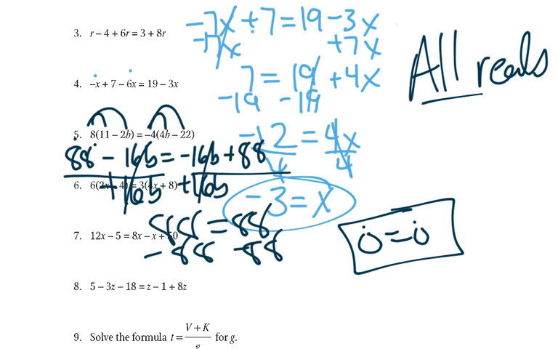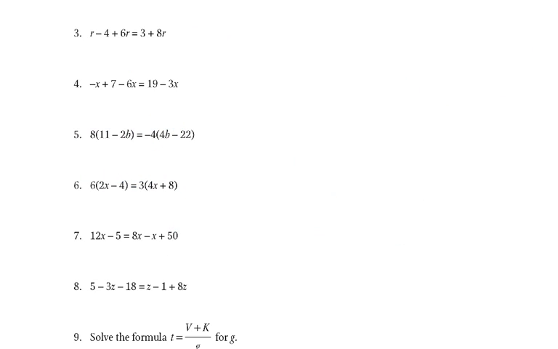Okay, all reals means every single number. It doesn't matter what value of b I plug in, because I'd have to plug in the same one to both sides. They're going to end up being the same thing. So any number works. Every number is an answer in that one.